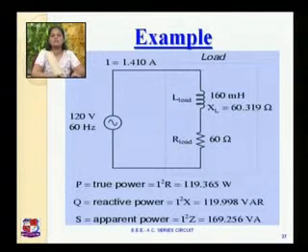So this is one more example in which we are finding the real power, reactive power and apparent power. In resistive circuit, your reactive power is 0. Whenever inductive or capacitive elements are present, your reactive power has some value according to the value of elements.